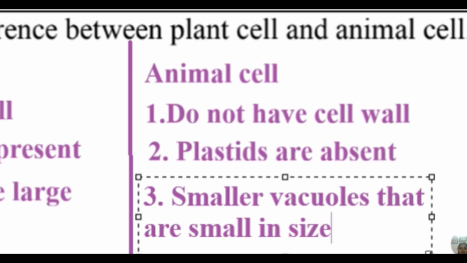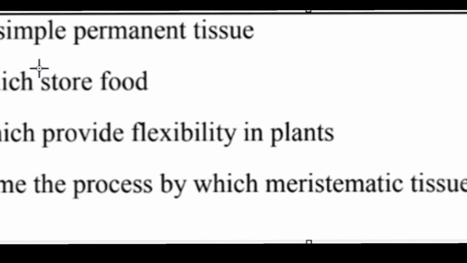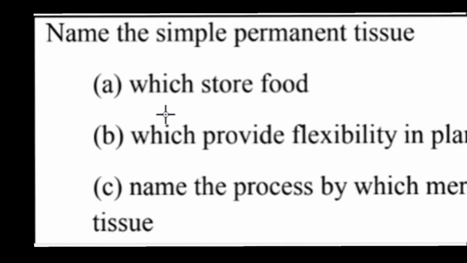There might be more differences, but I have written only 3 differences minimum. In plants, name the process by which meristematic tissue develop into permanent tissue. Now the simple permanent tissue that stores food. What stores food? The parenchyma tissue.